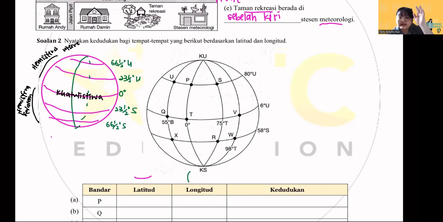Now, how about the line above? You have Garisan Sartan, Arctic, right? Katulistiwa, and down below, Antarctic.